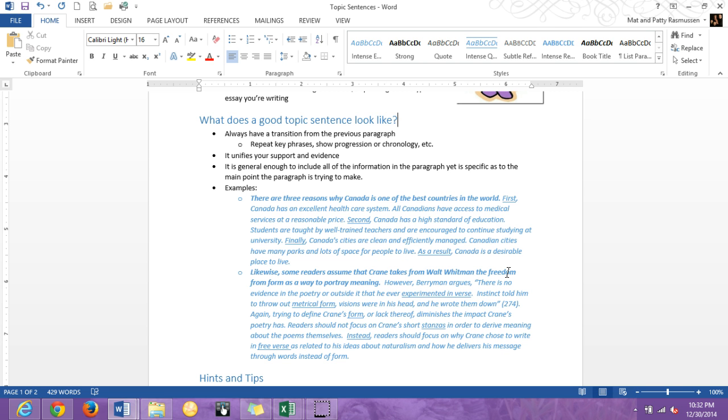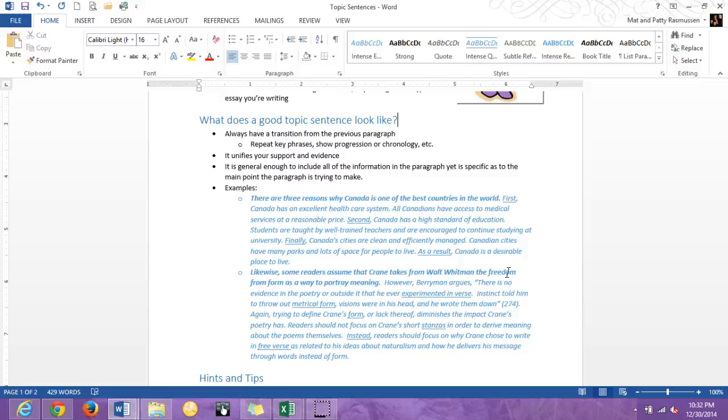That helps your organization, it helps your unity, and it shows your reader how you are moving from one idea to the next. Remember that engaging your reader is super important in terms of your purpose and how well your paper is written. So transitions and topic sentences work to engage your reader as you move from one idea to the next. So sometimes you can repeat key phrases that you mentioned in the last sentence of the previous paragraph. You don't always have to, but it's a really good way to show connectivity between your paragraphs.